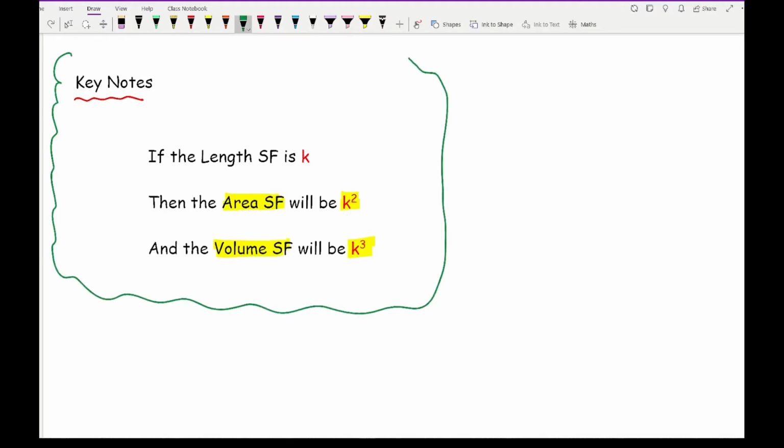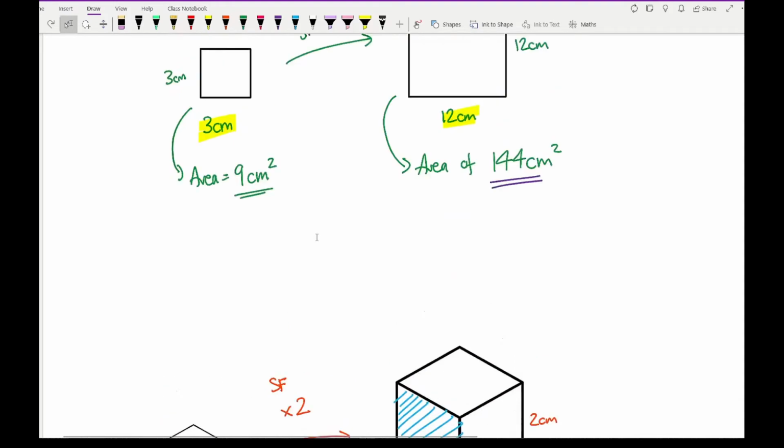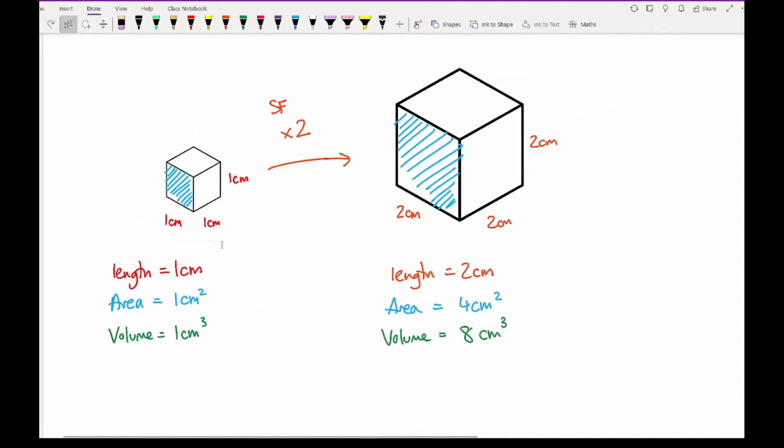And what we're going to do is go into the previous examples to show how this is the case, to try and find a new volume or a new area when you're just looking at one particular scale factor. So if we go back to our cube here, we can see that our length scale factor is 2. So then that means that the area scale factor will therefore be 2 squared, which is 4. And the volume scale factor will be 2 cubed because the length scale factor is 2, and that will be 8.